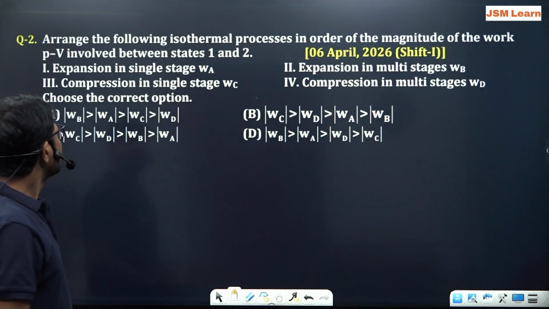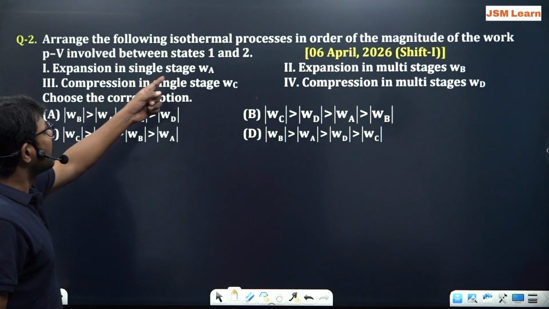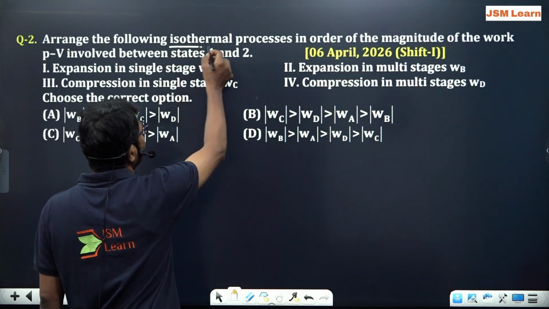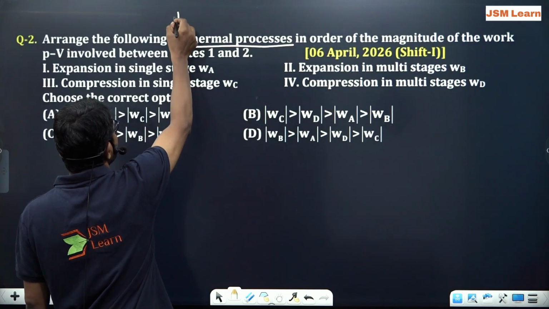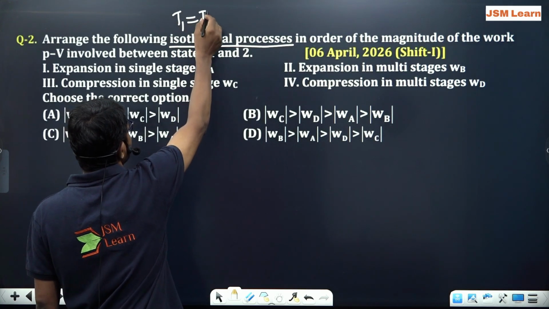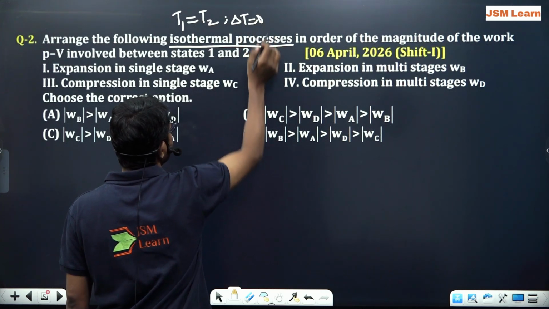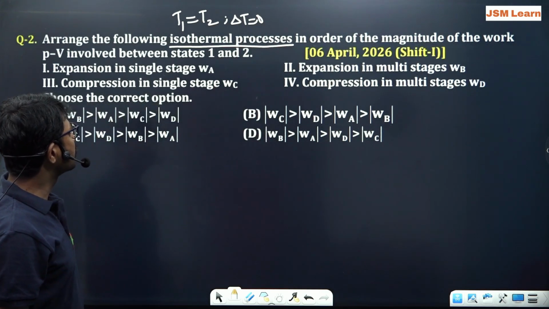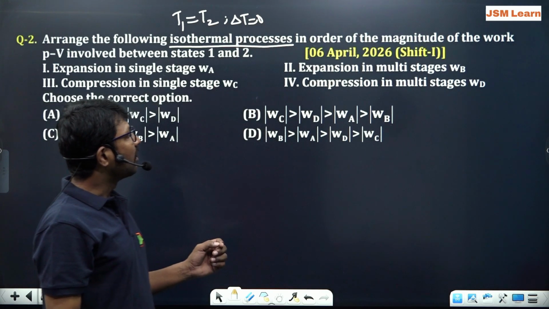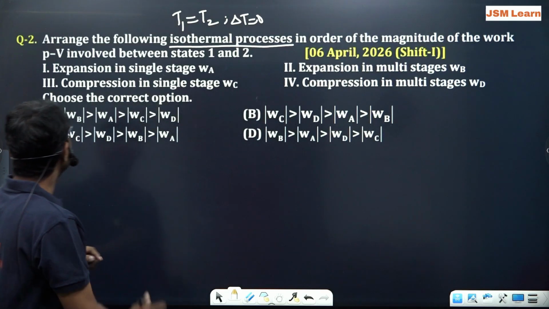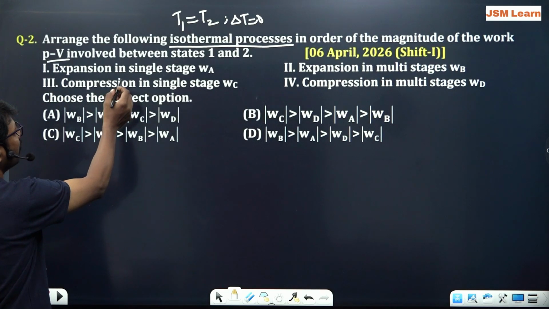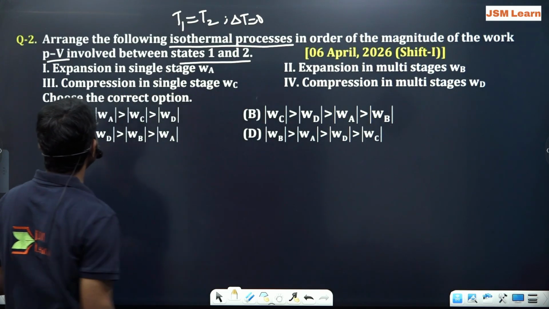Here we have to arrange the following isothermal processes. So isothermal process means T1 is equal to T2. That implies there is no change in temperature, delta T is equal to 0. Isothermal process, in order of the magnitude of the work PV involved between state 1 and state 2.